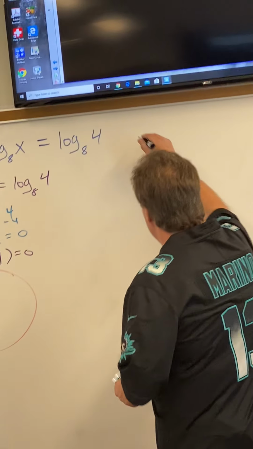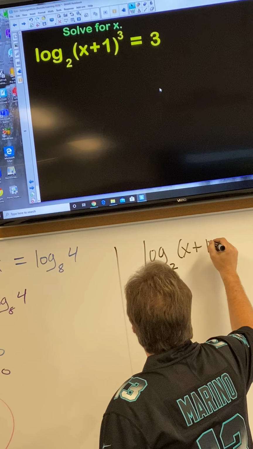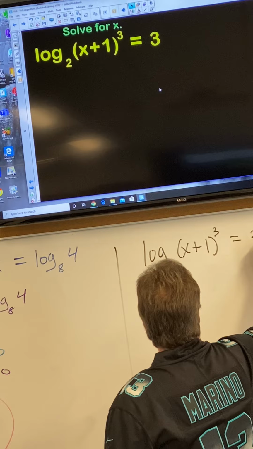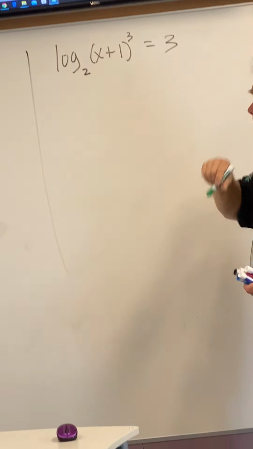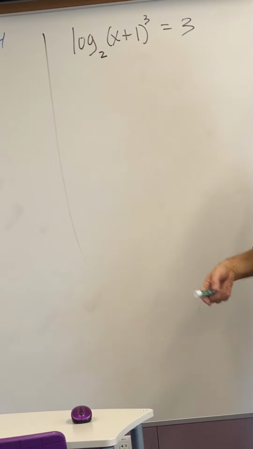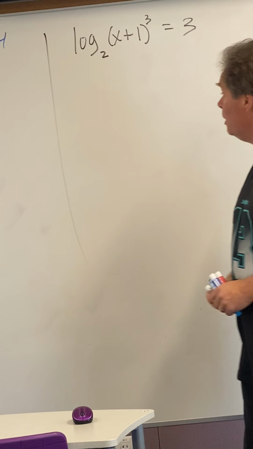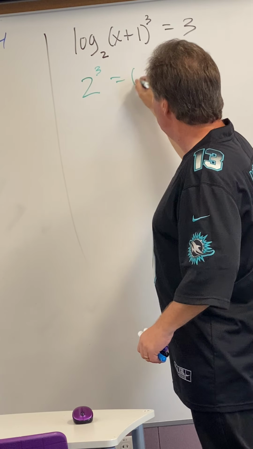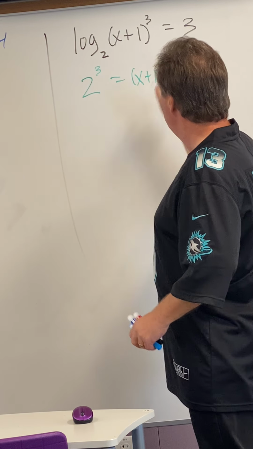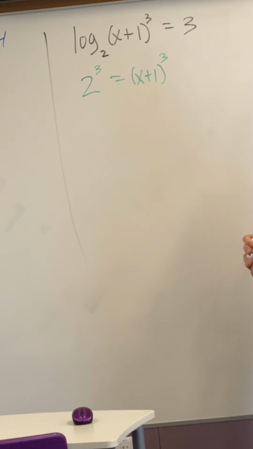Okay, here we go. Oh, look how nice they are being to us. We don't even have to squeeze anything together here. Look, they've already got my equation. It's an equation with log just on one side, not on both sides. So when it's on one side, I squeeze it together, which it already is. So now I just convert. This base to this power equals this. So 2 to the third equals x plus 1 to the third.